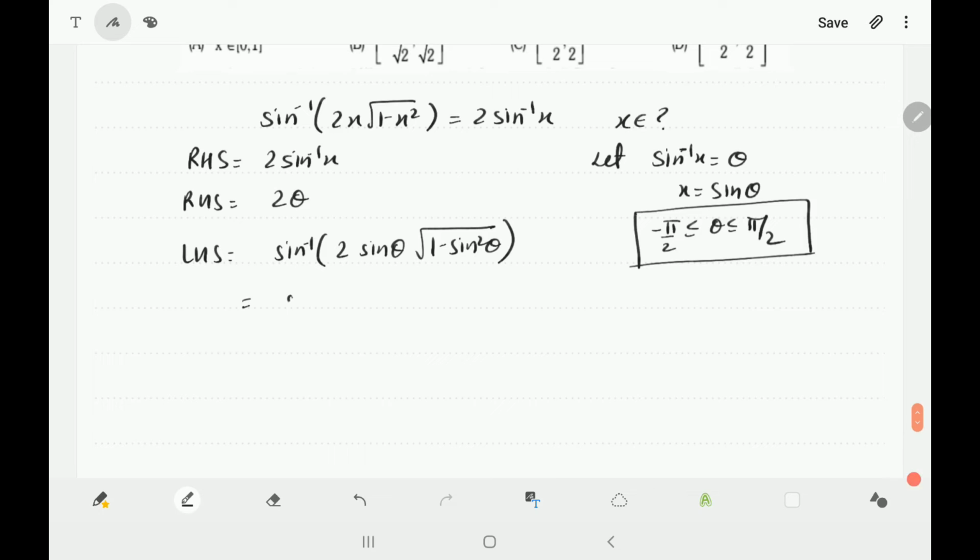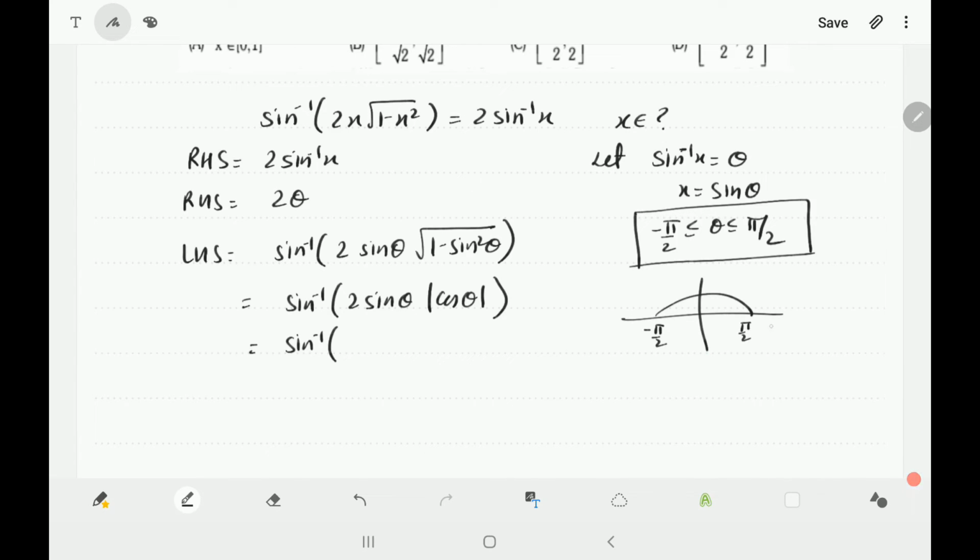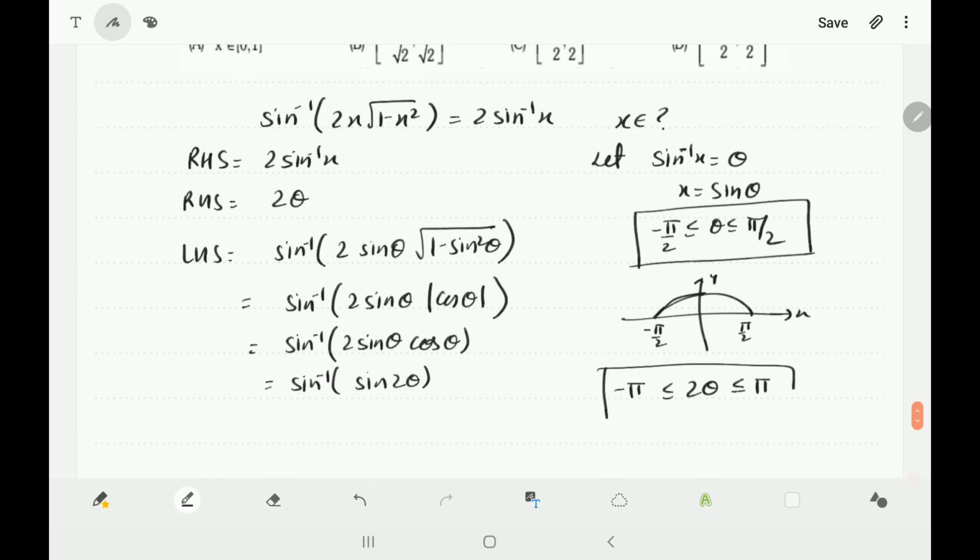Now we have sin inverse of 2 sin theta. This term will be equal to mod of cos theta. Are you clear on this thing? Cos theta from minus pi by 2 to pi by 2 is always positive, so we will be opening up mod as positive only. Now this term will become sin inverse of sin 2 theta. The right hand side is 2 theta, so the left hand side cannot always be equal to 2 theta, because 2 theta is from minus pi to pi, which is outside its principal value branch.